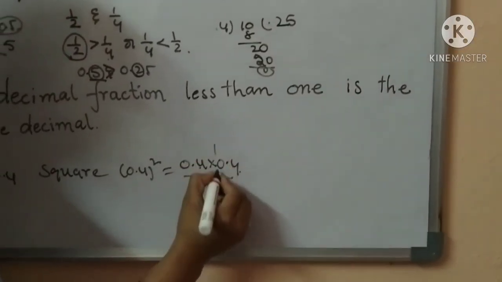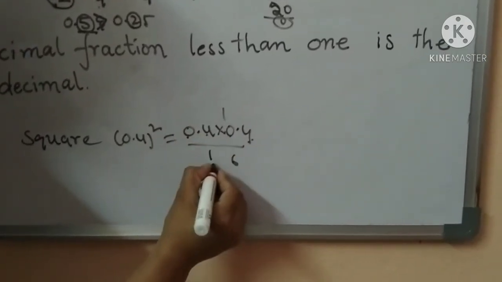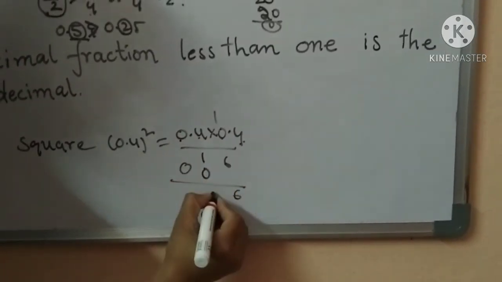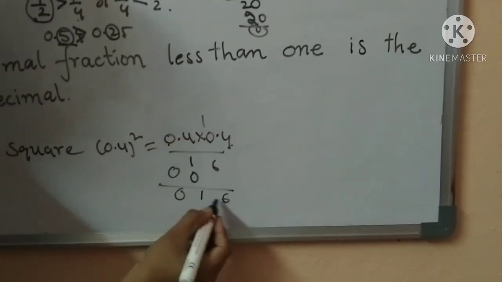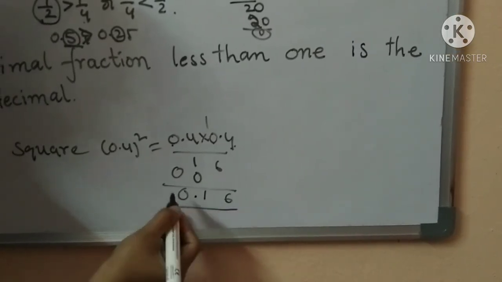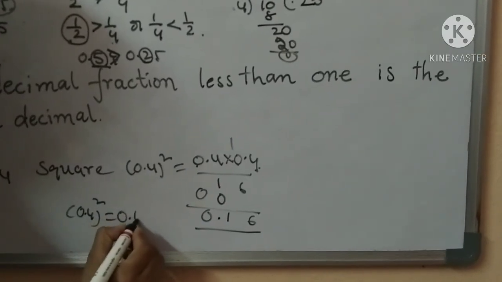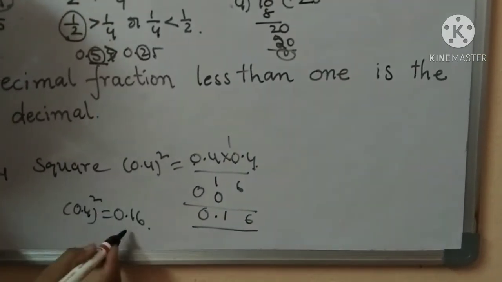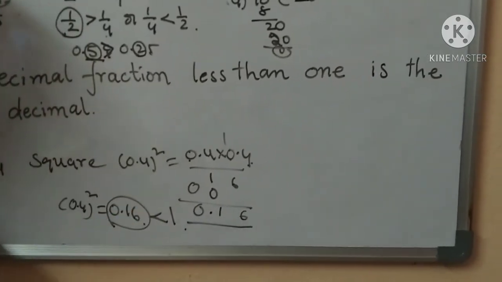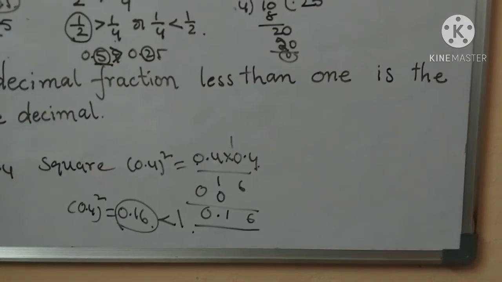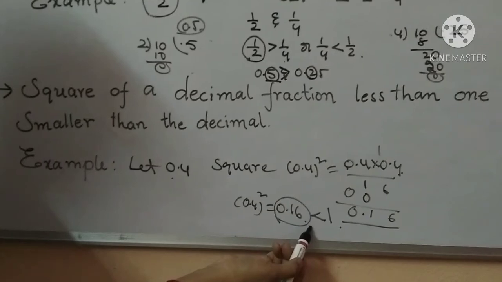So 4 fours are 16. Here 1 is there, then 4 0 0, and 0 0 0. How many digits after the point? 1, 2. You count from the right side onwards. So 0.4 whole square equals 0.16. Is the value 0.16 less than 1 or not? Less than 1. It is true.